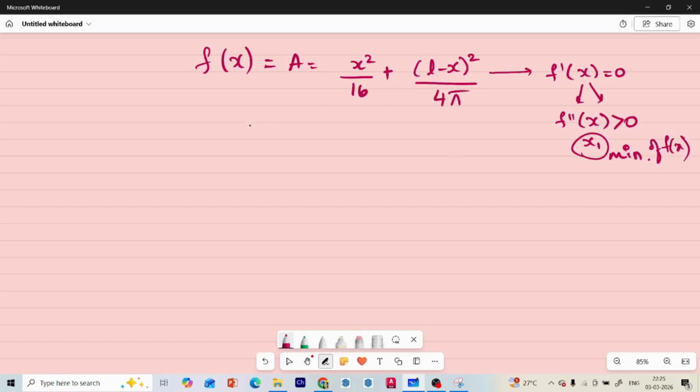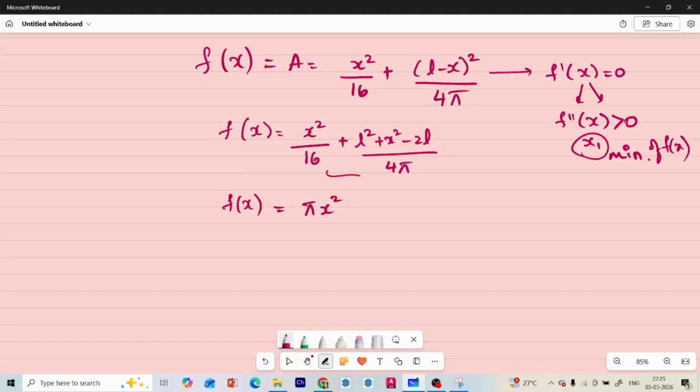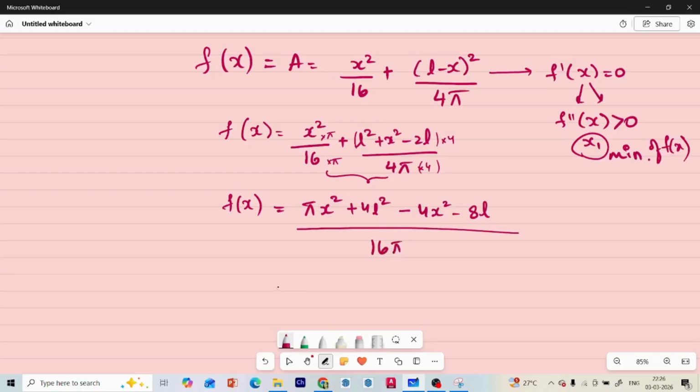So that is what we have to do. We have to simplify this. x square by 16 plus L square plus x square minus 2L x by 4 pi. If we take the LCM, what will f of x be? We can also do it without taking the LCM, but anyway. So we multiply the first term by pi, and the second term, the whole thing, by 4. So pi x square plus 4L square minus 4x square minus 8Lx, all divided by 16 pi. This is our f of x.